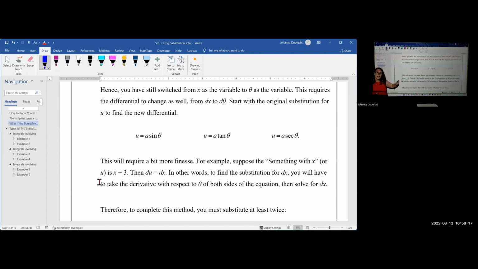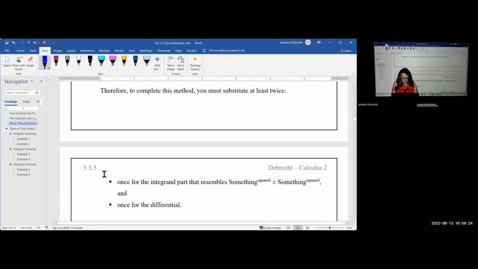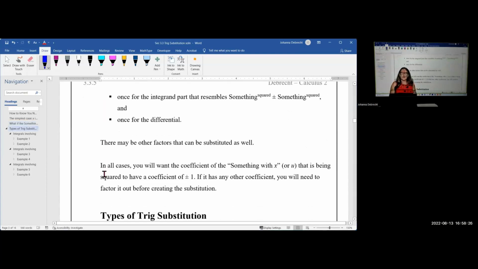Because u depends on x, we'll get some dx there on that left side. In other words, we're going to have to do the substitution at least twice: once for the integrand itself and once for the differential. There may be other factors in the original integrand that have to be substituted out as well. In all cases, we want to make sure that the something with x that's being squared has a coefficient of 1. If it has something else, then we'll need to factor that out before creating the substitution.